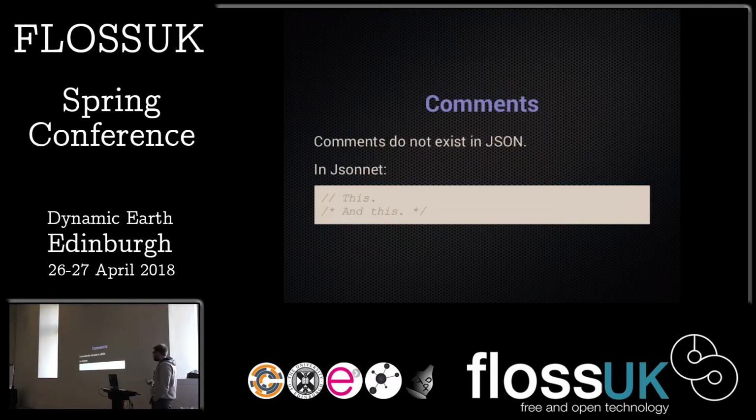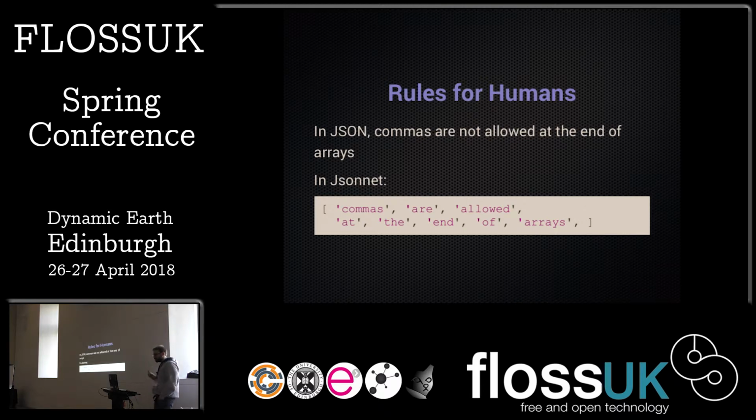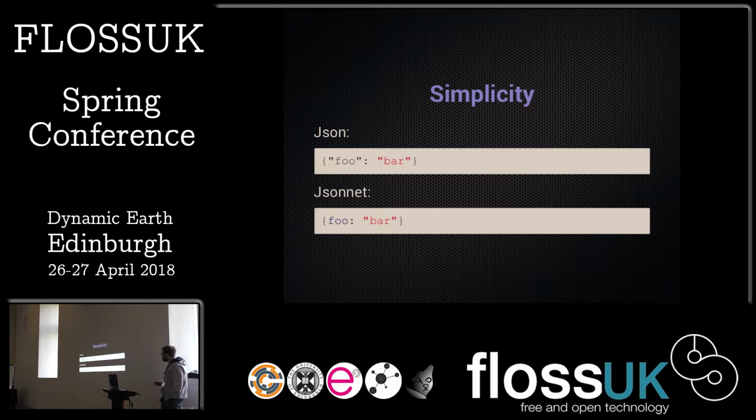Comments do not exist in JSON, they do exist in YAML, but in JSON they don't. But you can have them in Jsonnet. It means that if you write a JSON file, you can actually put comments into it, which is useful when humans need to read them. Also, when you put a comma at the end of an array, you cannot do that in JSON, but you can do it in Jsonnet. Putting double quotes around the map names is not mandatory in Jsonnet, so it's simpler than JSON.